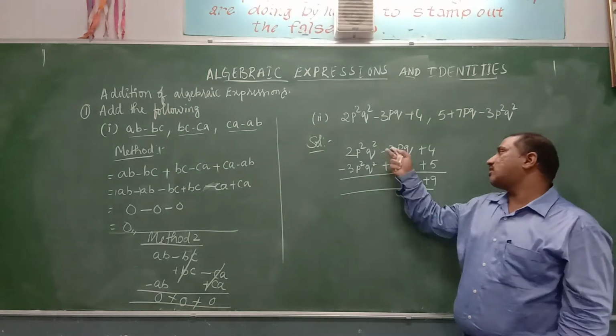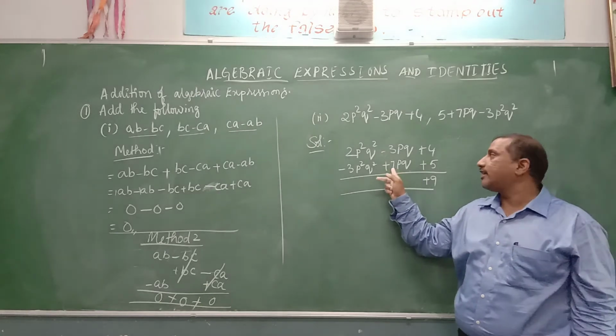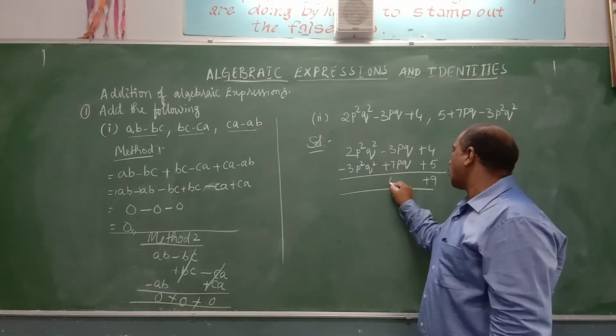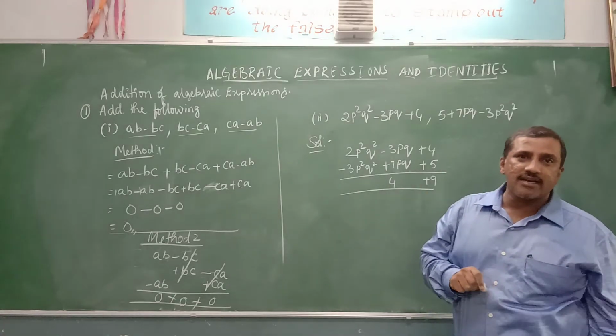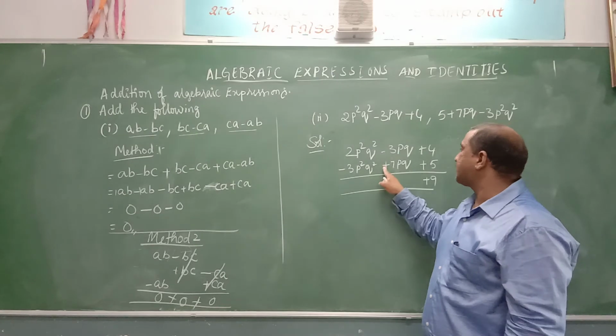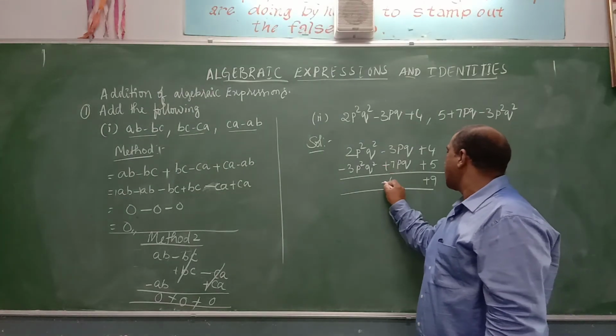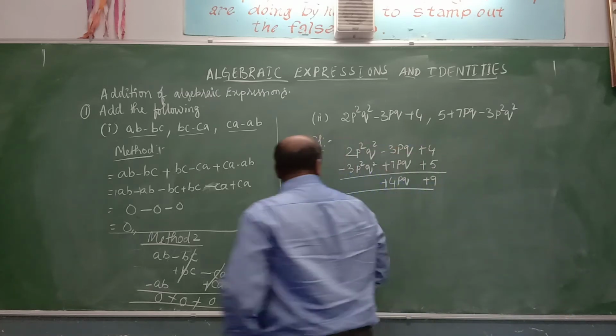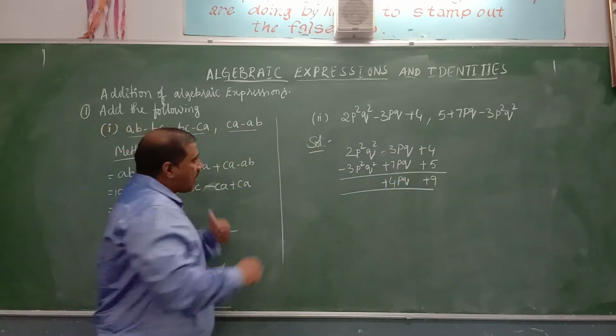So here which is the larger number? It is 7. 3 is smaller. Subtract these. 7 minus 3 it is 4. And which sign we should consider? Bigger number's sign. Which is the bigger number? It is 7. What is having inside it is plus. Therefore this will be plus 4pq. So now similarly we have to add these two.